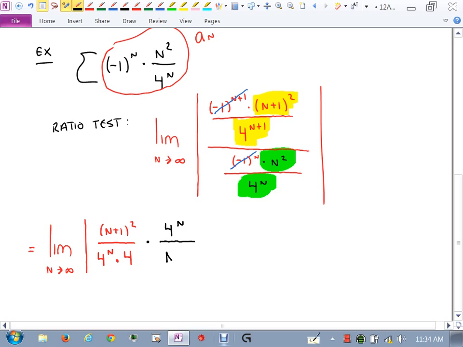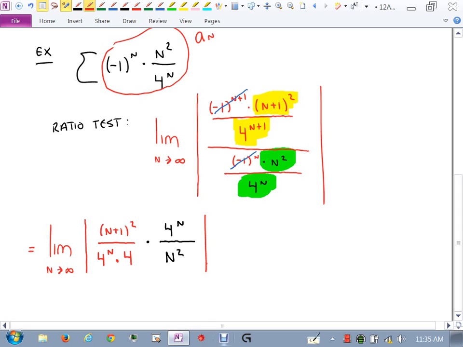What happened? I broke it up, all right? This is 4 to the n times 4, which is 4 to the n plus 1. We did that back with geometric series, didn't we? You'll be doing a lot of this with the ratio test, right?